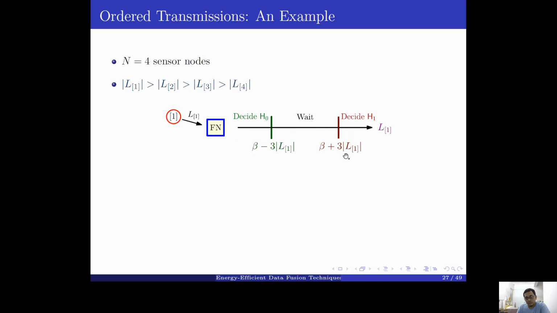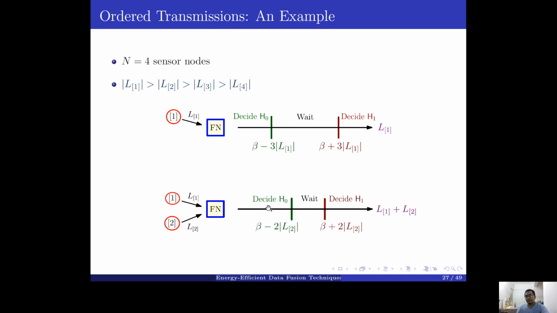Note that these two thresholds are calculated based on the fact that the absolute values of the remaining 3 LLRs are less than the absolute value of the received LLR. Now, if the fusion node is able to make a decision, it broadcasts a control signal to the remaining nodes to stop their transmission. However, if it is unable to make a decision, the second best node will send its LLR to the fusion node.